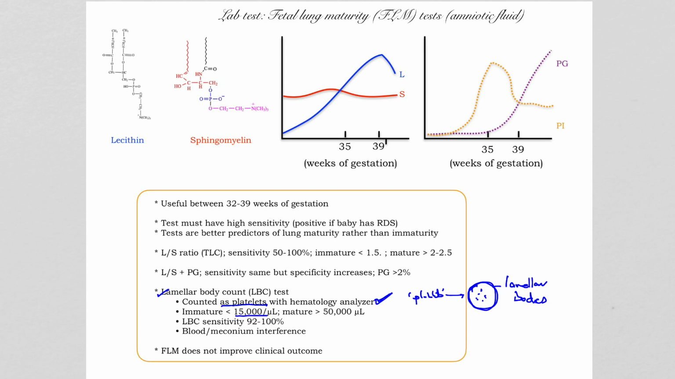An immature baby will have less than 15,000 lamellar bodies per microliter. A mature baby will have greater than 50,000 lamellar bodies per microliter. The sensitivity you can see is much better: 50 to 100 here, but this is 90 to 100. Much more sensitive than the lecithin-sphingomyelin ratio. It should be noted that there are some interferences. Blood in the amniotic fluid or meconium in the amniotic fluid can interfere with this test.